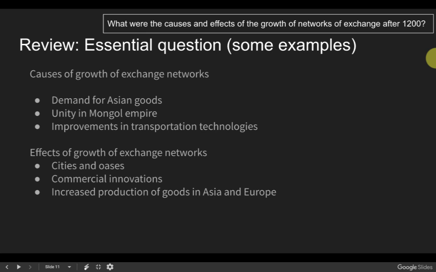Now for the effects of the growth of the exchange networks. It does result in the growth of cities like Kashgar and Samarkand, and in oasis towns that are important centers of trade and cultural exchange. It results in commercial innovations, that's the flying cash and the bill of exchange. And it also results in the increased production of goods in Asia and Europe. Starting with Asia, we talked about the proto-industrialization, steel, for instance, and guns. And then as that technology, through this increased interaction, reaches Europe, it also stimulates production in Europe, generally of the same things.